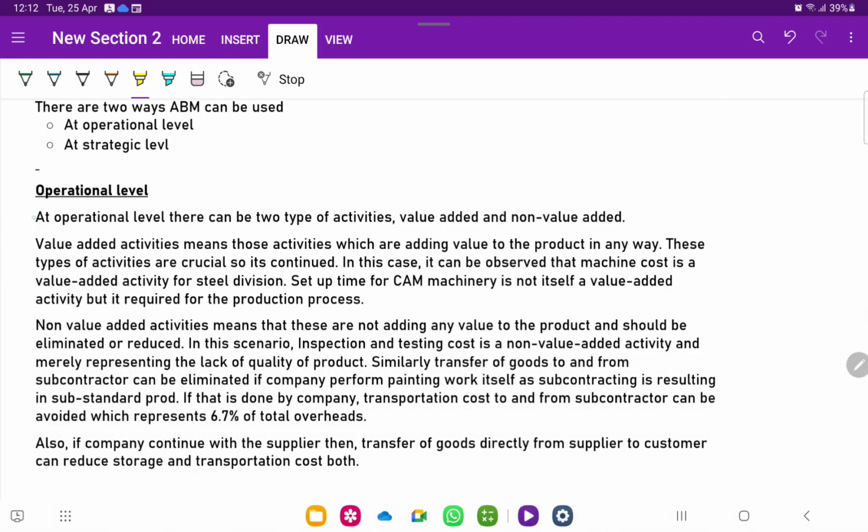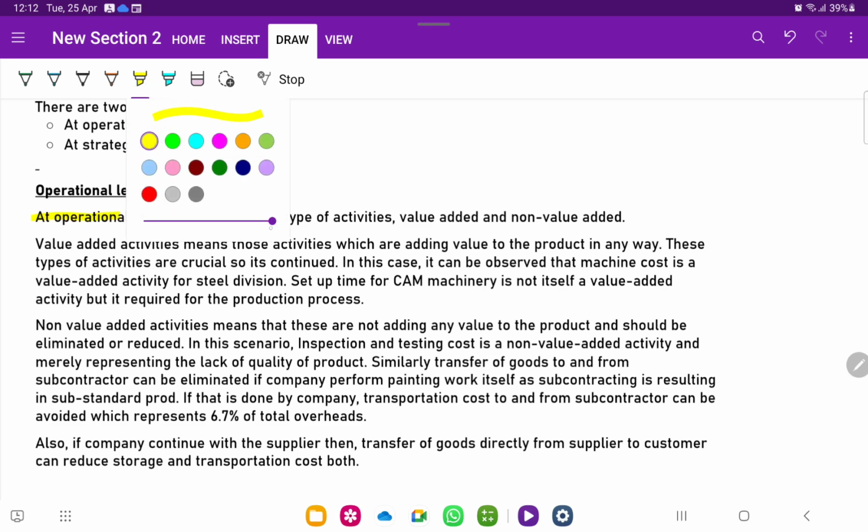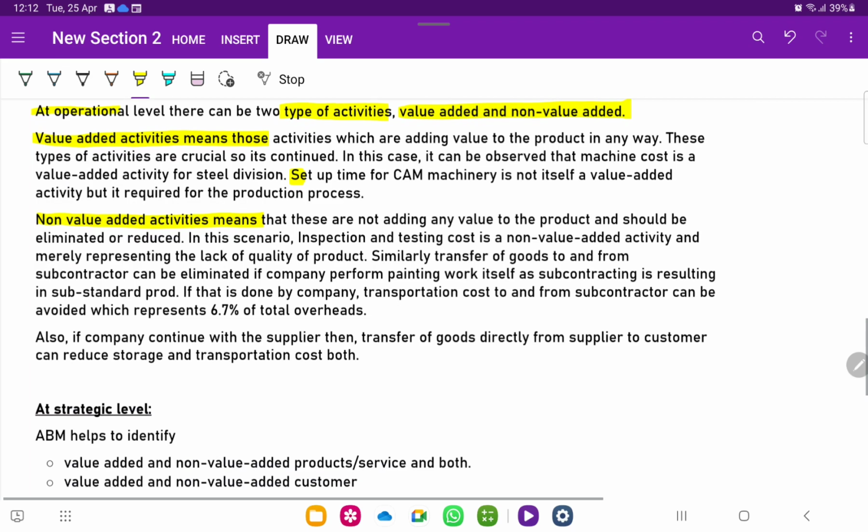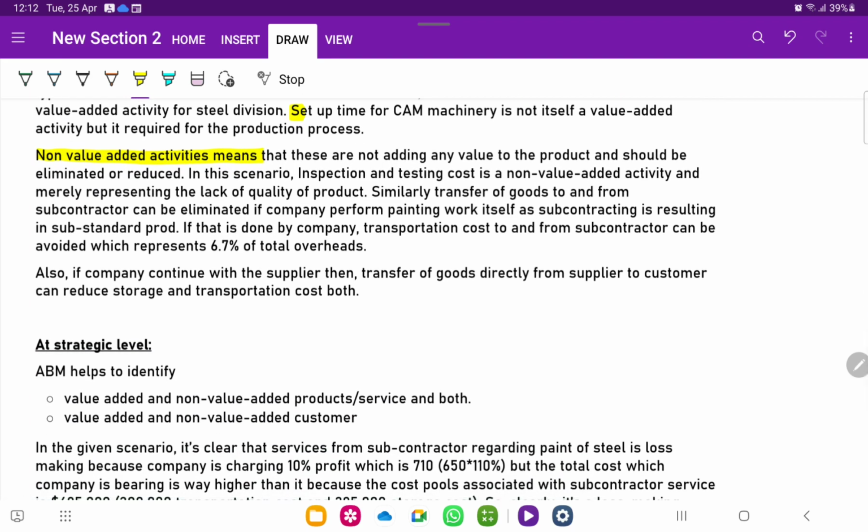Value added at operational level. At operational level there can be two types of activities, value added and non value added activities. This is just an introduction part. Value added activities means what, and non value added activities means what, and then in the same paragraph we have identified what is a value added and a non value added activity. Setup time is not a value added activity. I should have shown it in a separate paragraph, but you have to keep your wording accordingly.